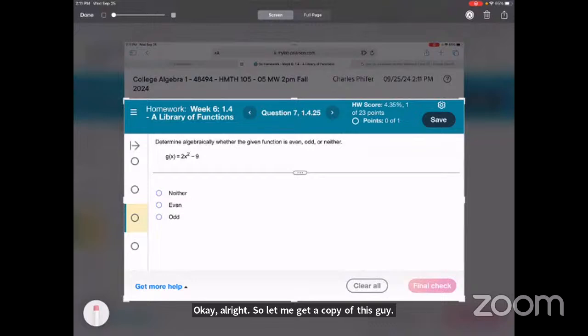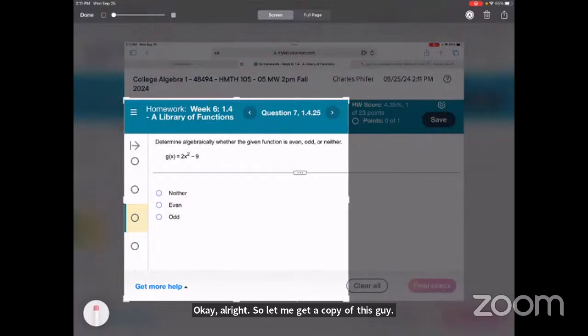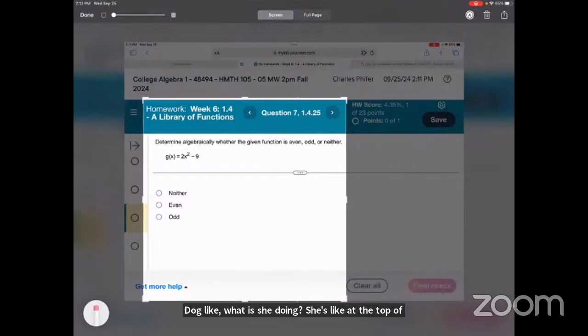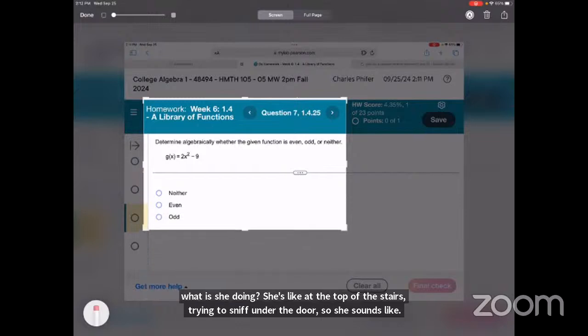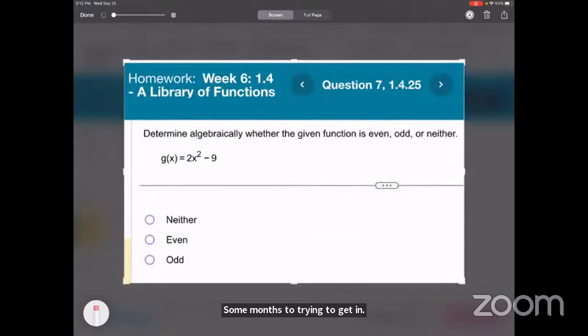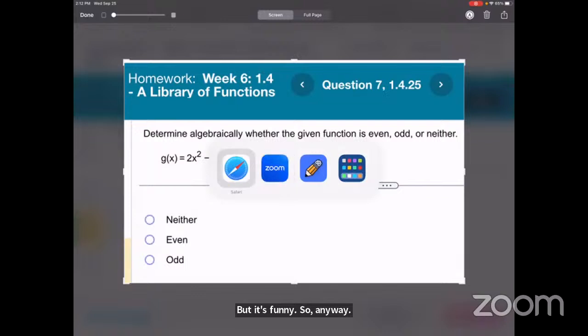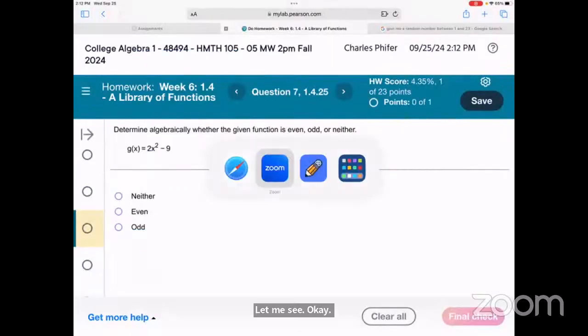Dog, like, what is she doing? She's at the top of the stairs trying to sniff under the door, so she sounds like some monster trying to get in. It's so creepy. It's distracting and it's creepy, but it's funny. So anyway, let me see. Okay, oh, so I was trying to avoid. We'll get it. We'll get it.